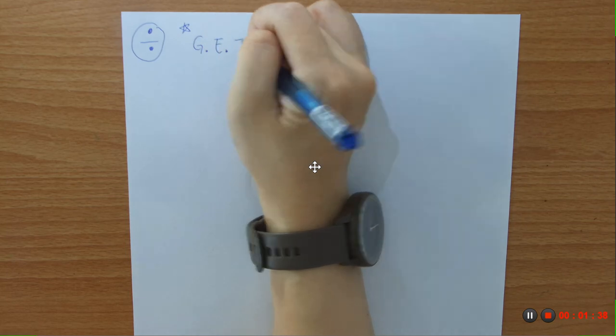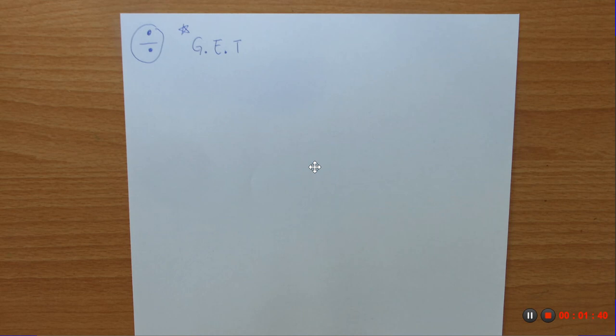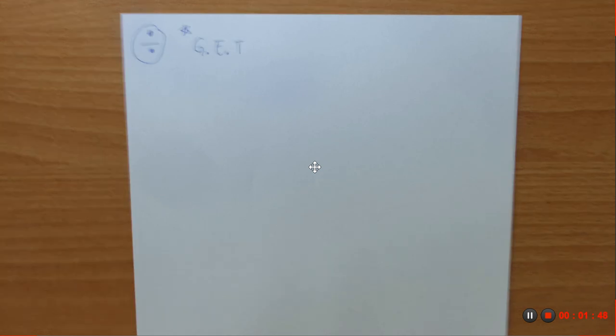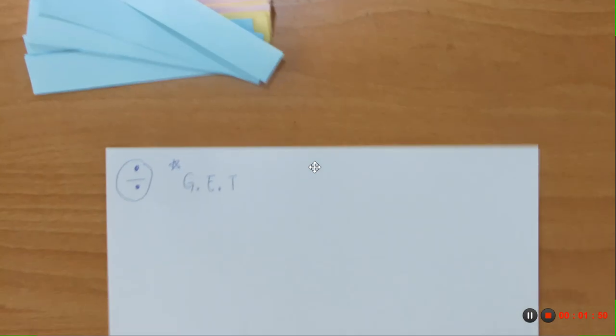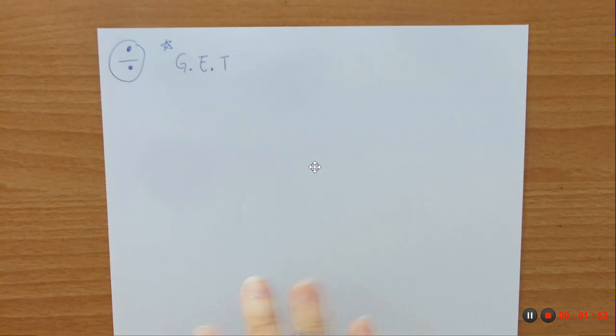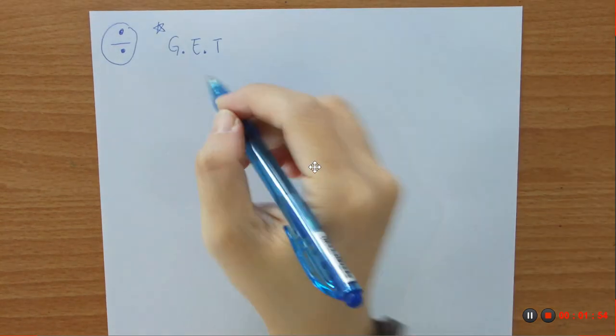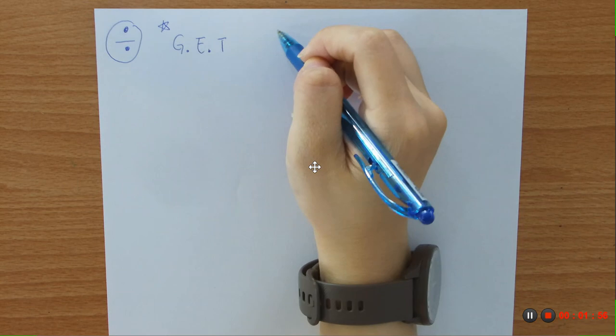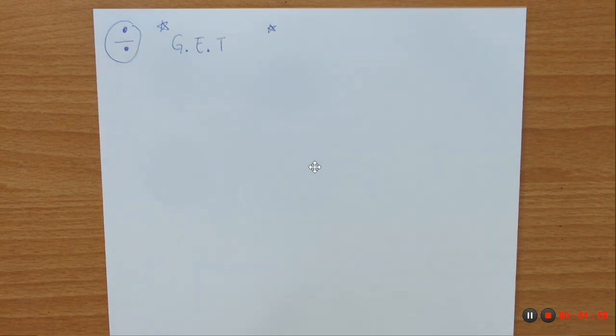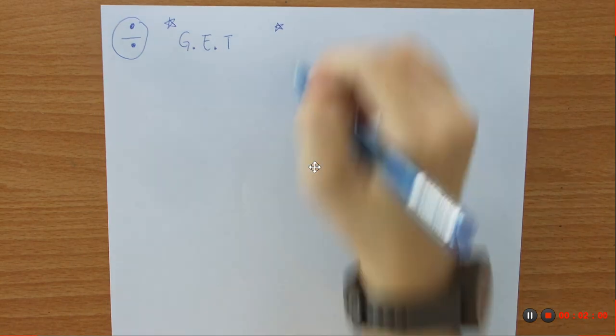GET. We learned this since primary 1 or 2. What does G stand for? Group. What does E stand for? Each. And T? Total. Very good. Okay, so that's the first thing you need to know. The second one, at the end of today's class, you need to know this thing called KCF.